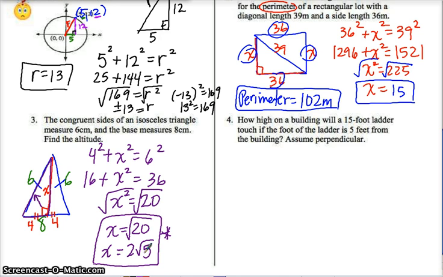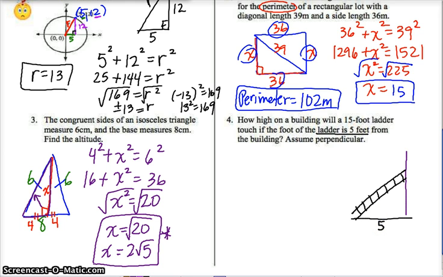Let's do number 4, and then the second video will show you the rest of the problems on the second page. How high on a building will a 15-foot ladder touch if the foot of the ladder is 5 feet from the building? Okay, so let's say this is the building right here. The ladder is coming out, like this. This is the ladder. So this is the ground. So it says the ladder is 5 feet from the building. So this is 5 feet from the building.